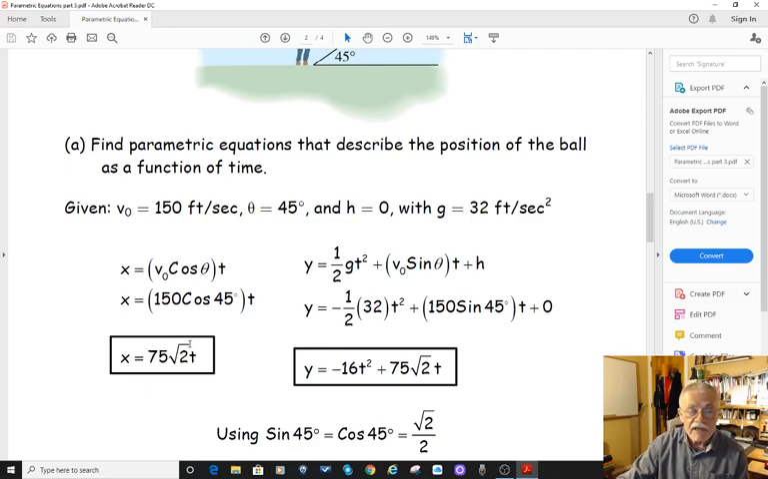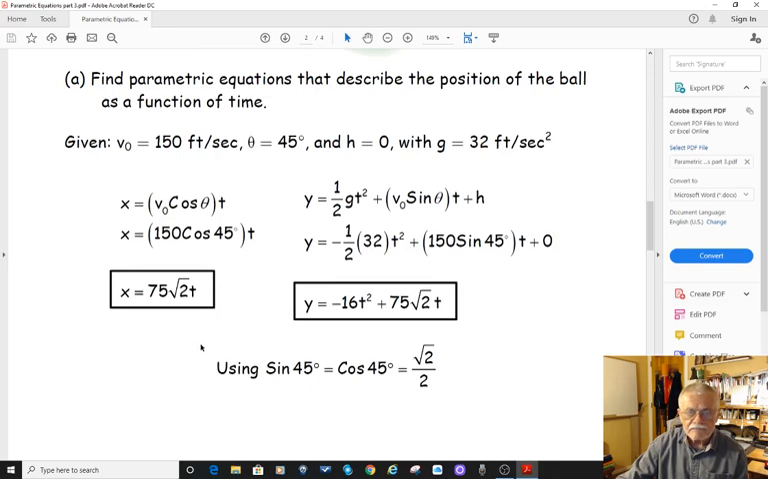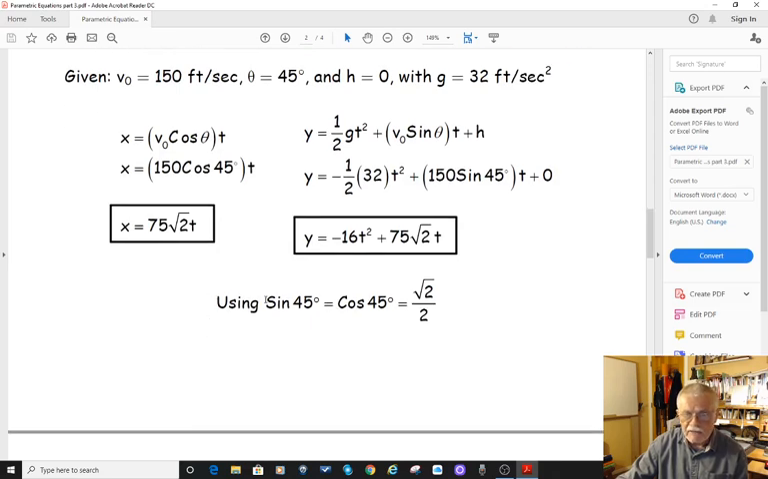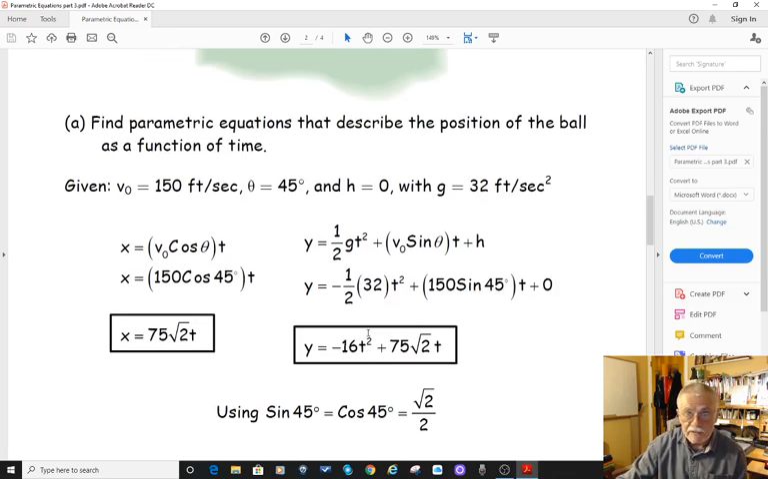Try and understand that this t is not under the radical. You have to be a little careful about that. Maybe I should have put an extra little space here. You may want to do that. We're using the fact that sine of 45 and cosine of 45 are both rad 2 over 2.